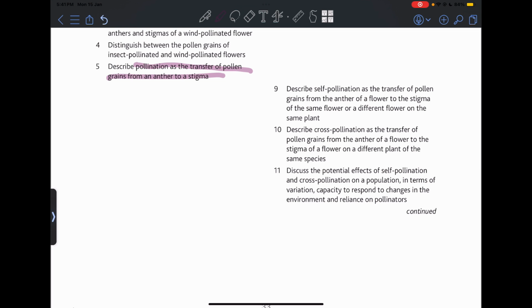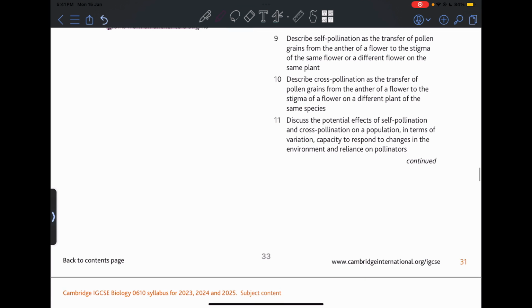Now for cross-pollination, which is the transfer of pollen grains from the anther of a flower to the stigma of a flower on a different plant of the same species. So cross-pollination is the transfer of pollen grains between different plants, from flowers in different areas, not on the same plant. So this is the difference.